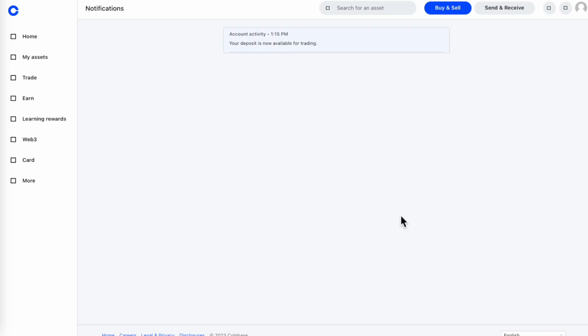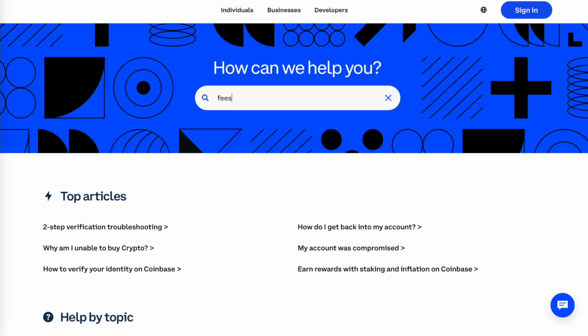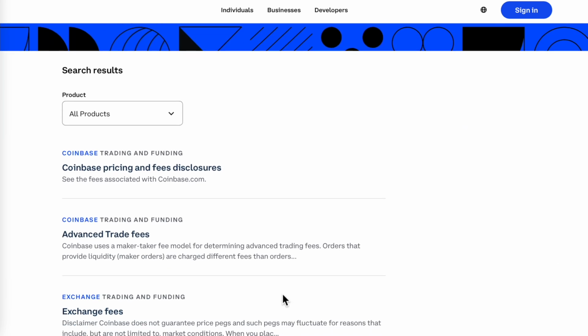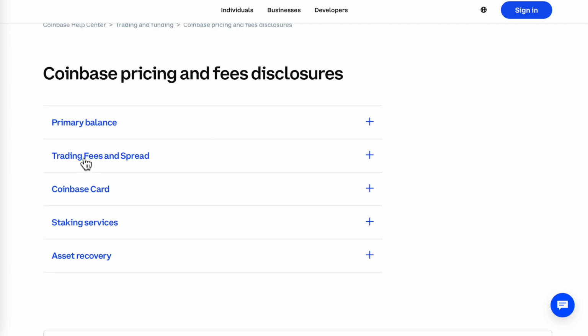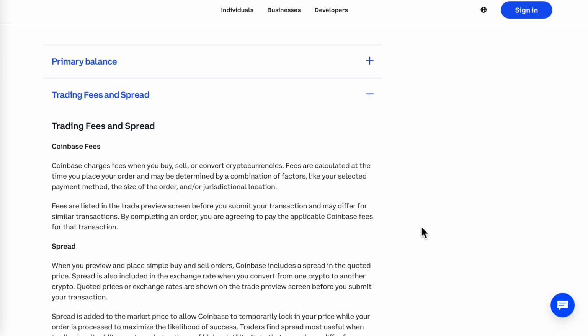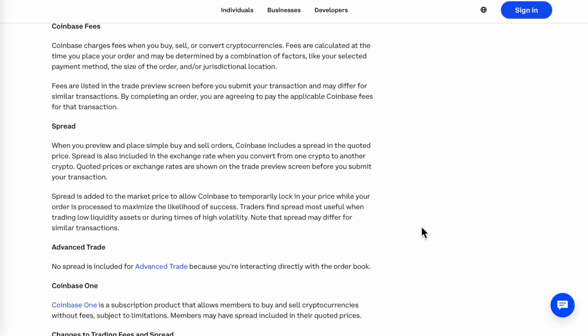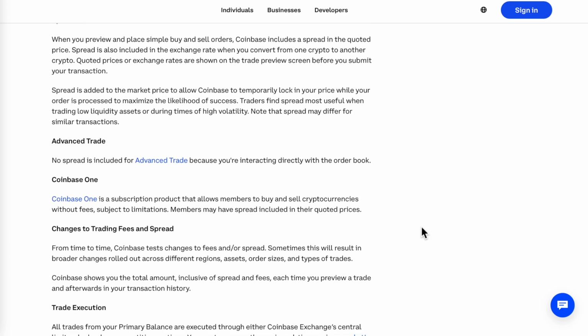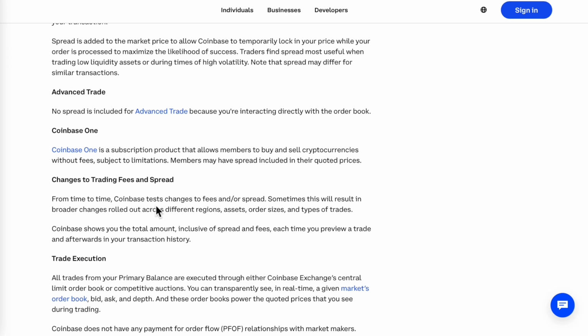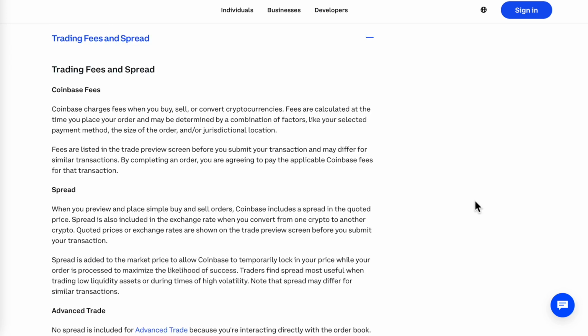So I had to look far and wide to find specific information about Coinbase's fees on this website. I ended up going here and into Help Center, and then I put in a search term, fees, found this, and on this page I clicked on this. Scrolling slowly, but you can see there's very ambiguous generic information. There's nothing specific about what fees are charged. And you can see it says from time to time Coinbase tests changes to fees and/or spread. What you really need to do is to compare the fees to what other exchanges are charging.